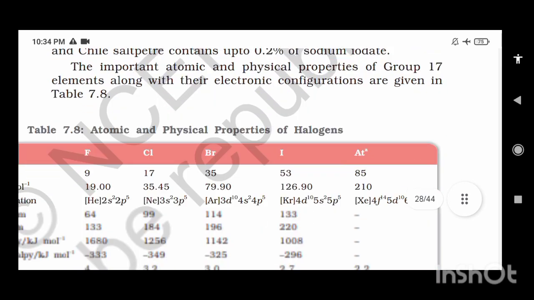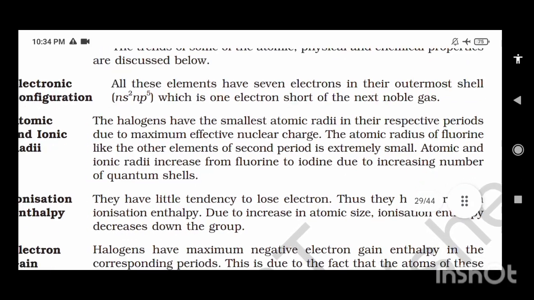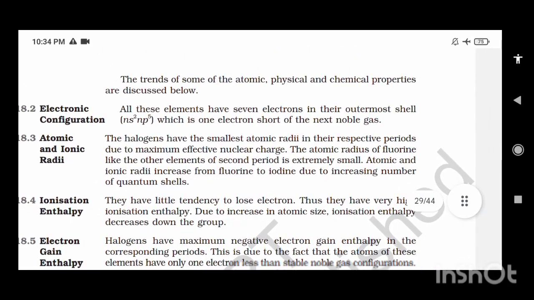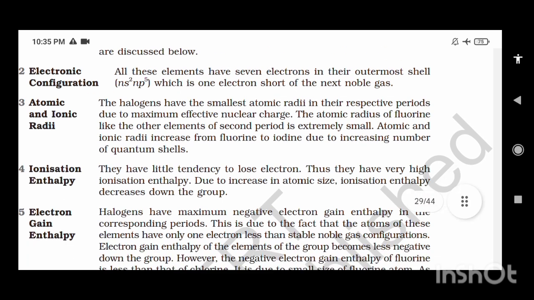The important atomic and physical properties of group 17 are explained as follows. First property is the electronic configuration. All these elements have 7 electrons in their outermost shell, which is one electron short of the next noble gas. Atomic and ionic radii: the halogens have the smallest atomic radii in their respective periods due to the maximum effective nuclear charge. The atomic radius of fluorine, like the other elements of the second period, is extremely small. Atomic and ionic radii increase from fluorine to iodine due to the increasing number of quantum shells.